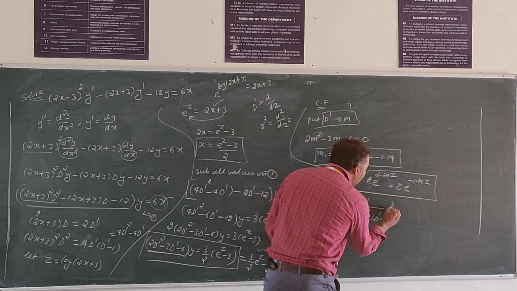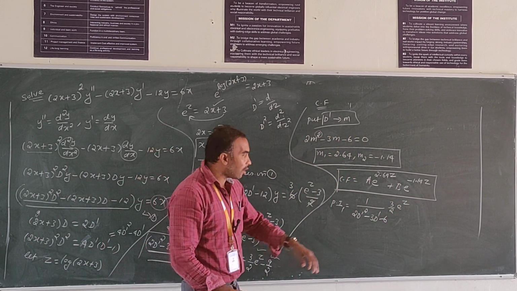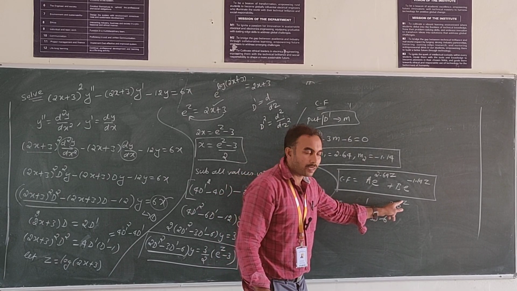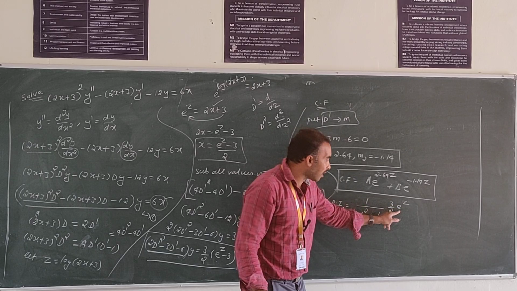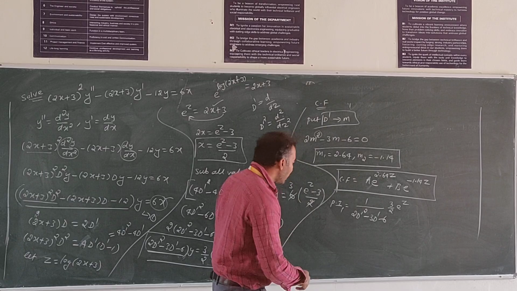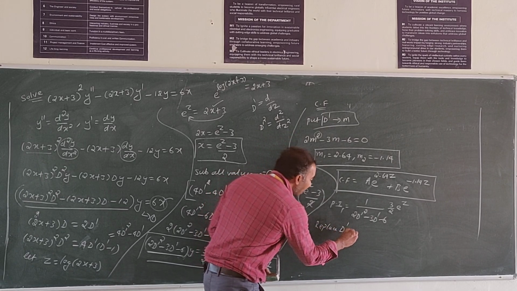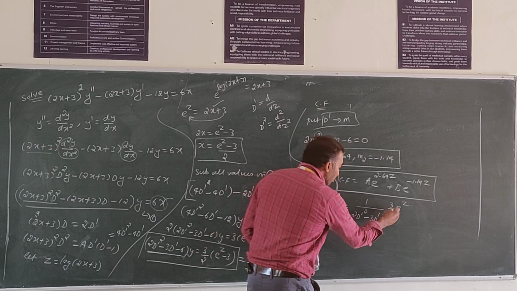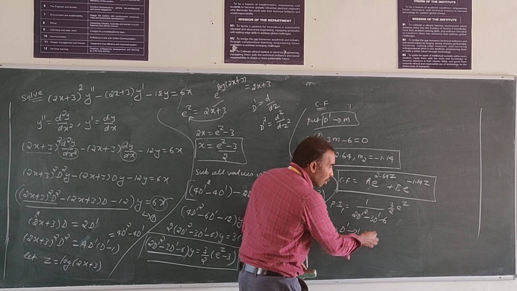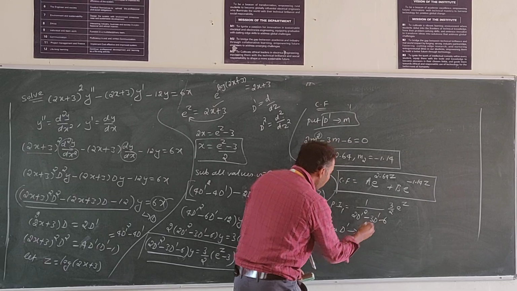So it follows type 1. In type 1 we have seen e power nx. Here instead of x, z is there. Instead of n, 1 is there. So we have to replace d dash by 1. Suppose e power 2z means d dash by 2. e power 3z means d dash by 3. Okay, so we have to replace.